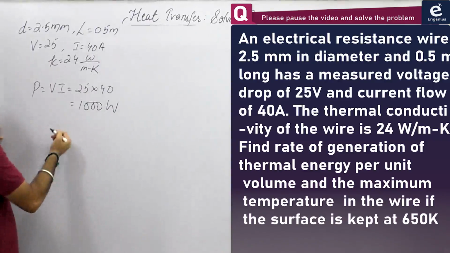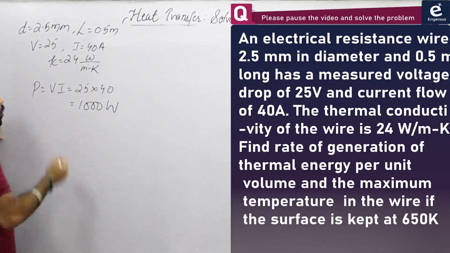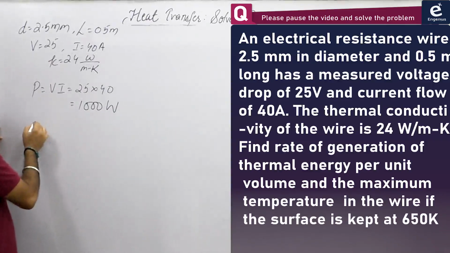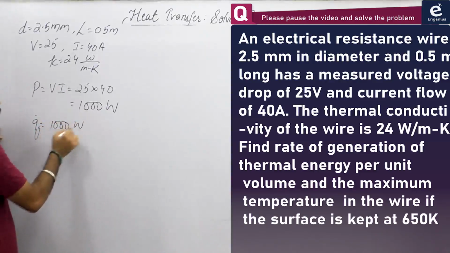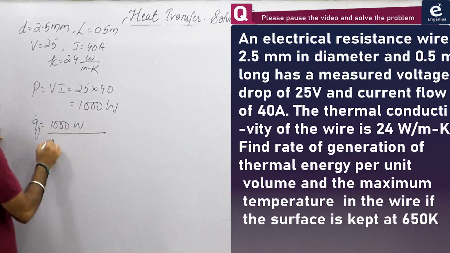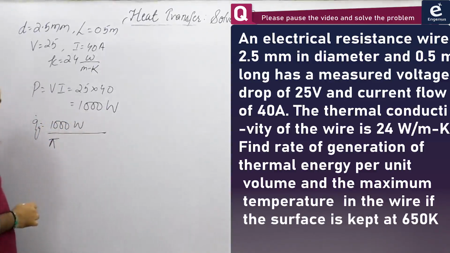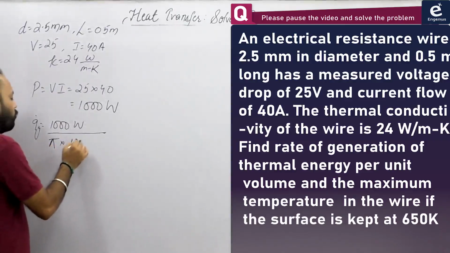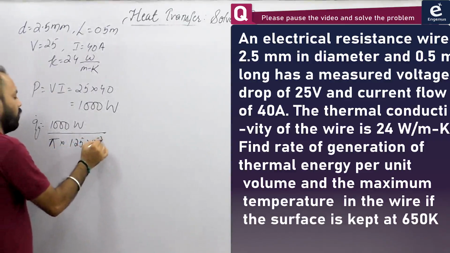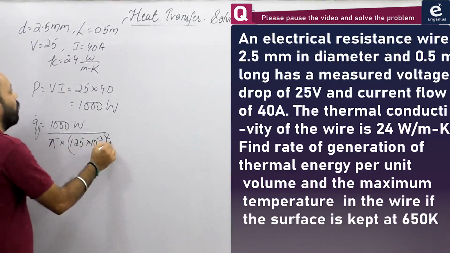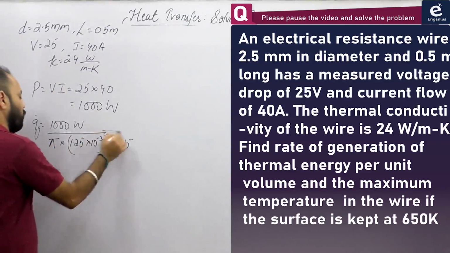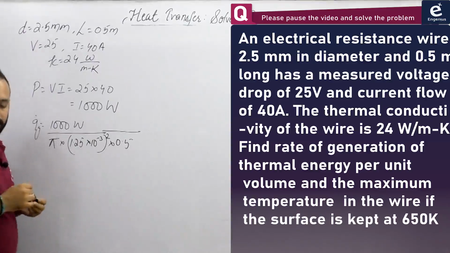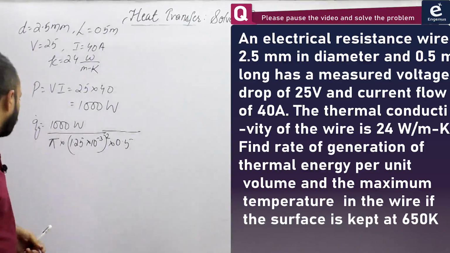Now what we have to find is QG. QG is watt per meter cube. So what is the volume? QG is equal to 1000 watt divided by volume, which is pi r square h. So what is R? 2.5, so that becomes 1.25 mm. So R is 1.25 into 10 power minus 3, squared, multiplied by 0.5. This will be in meter cube, so watt per meter cube. Let's see what is the value.